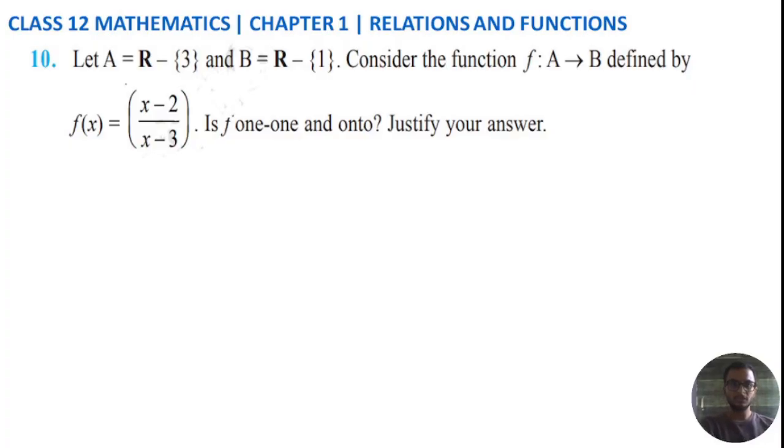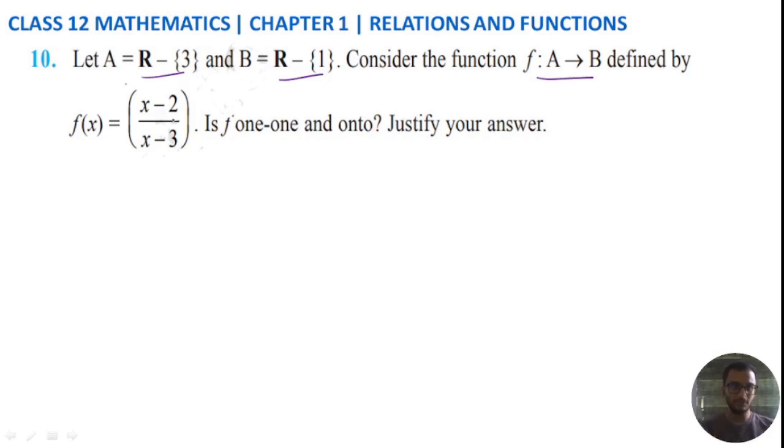So the 10th question is: let A equals R minus {3} and B equals R minus {1}, and consider the function f from A to B. That is, the domain is A, which does not involve the singleton 3, except that the whole real line is involved, and the codomain is B, where 1 is not involved and the whole of R is involved other than that. The function is defined by f(x) = (x minus 2) upon (x minus 3). Is f one-one and onto? Justify your answer.